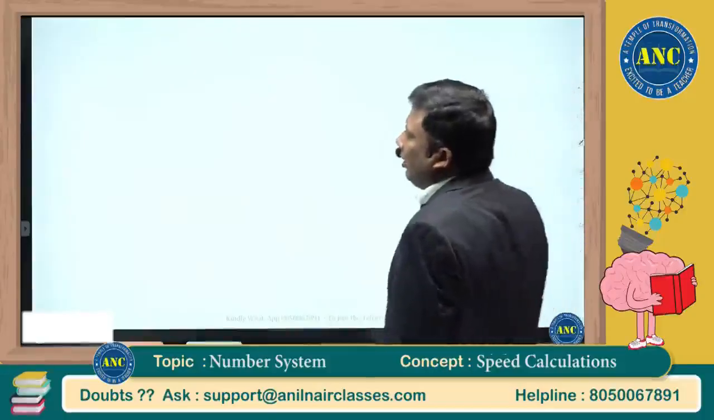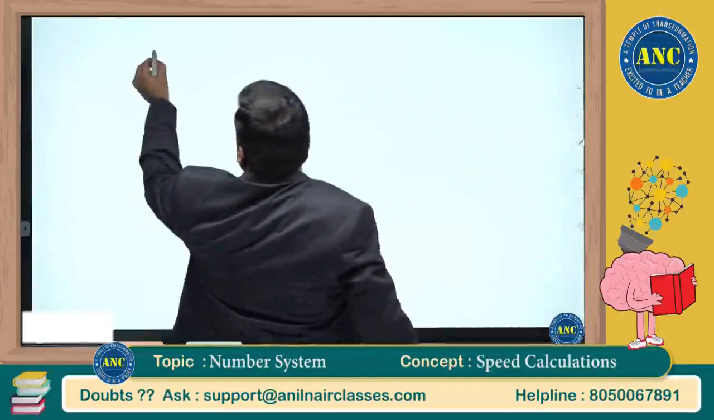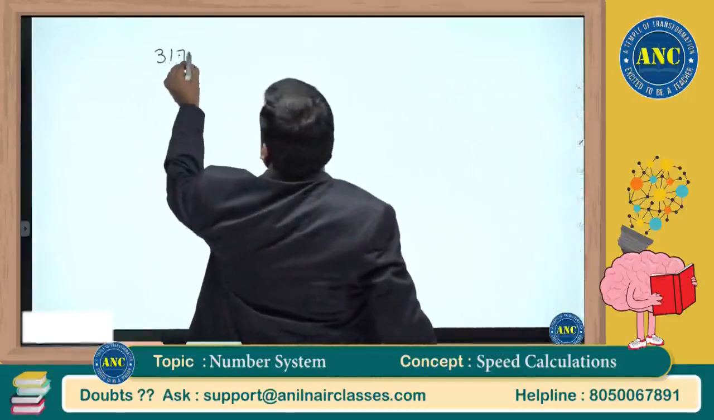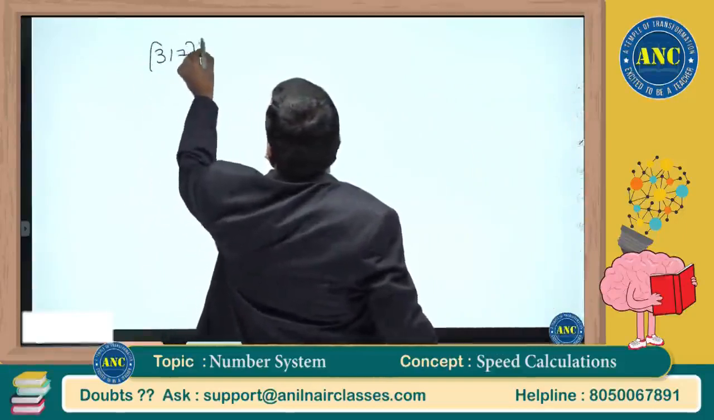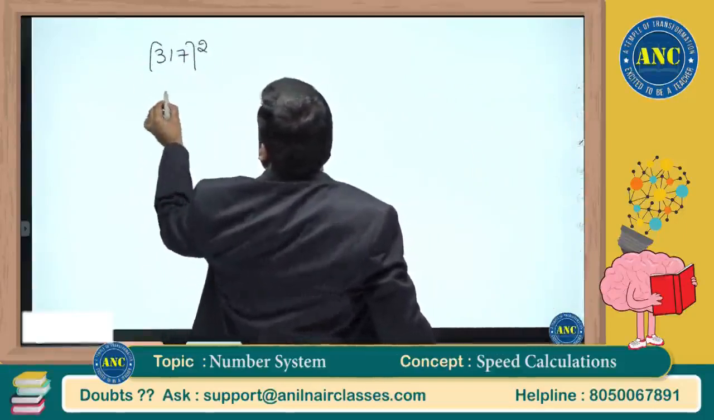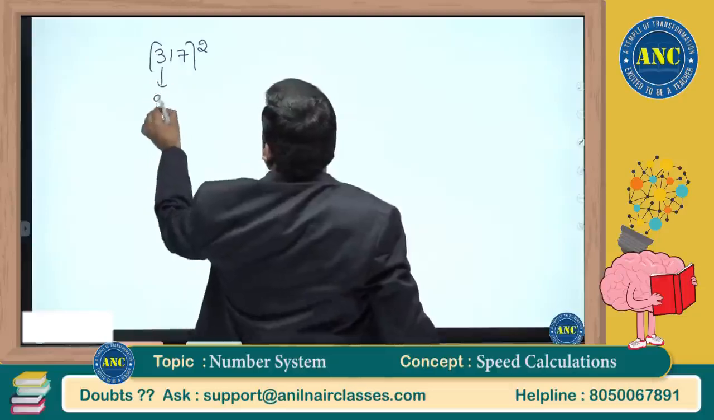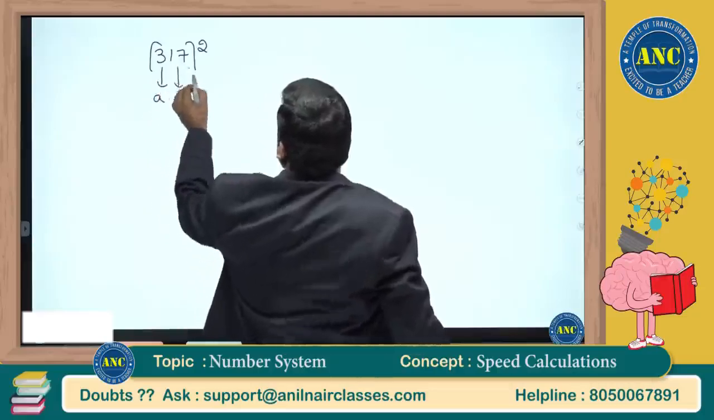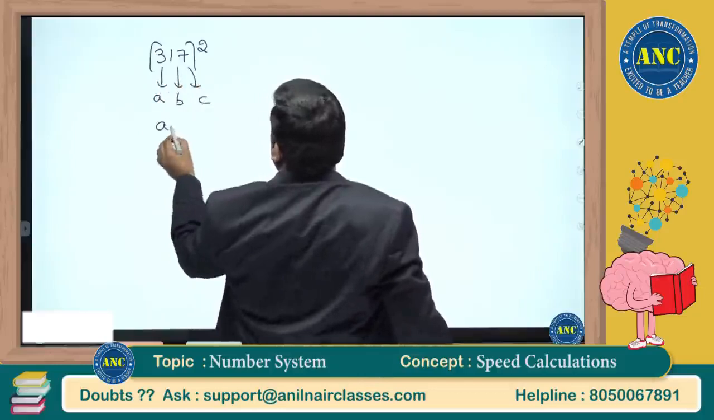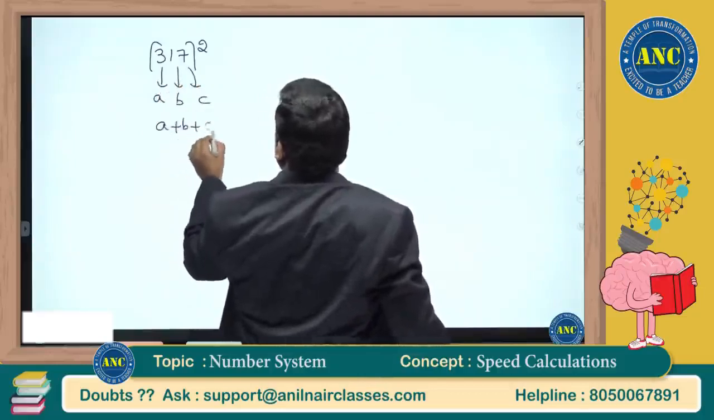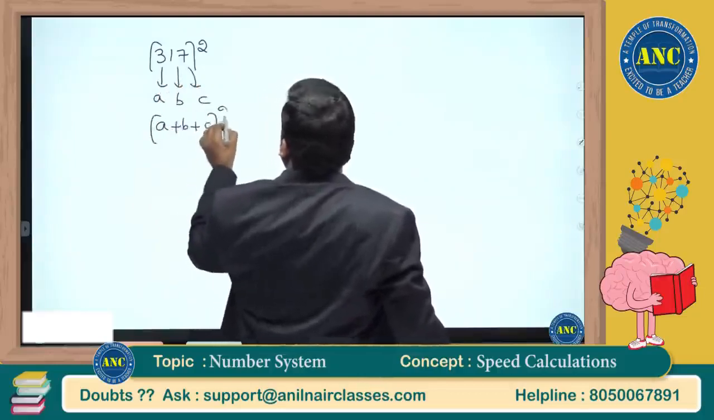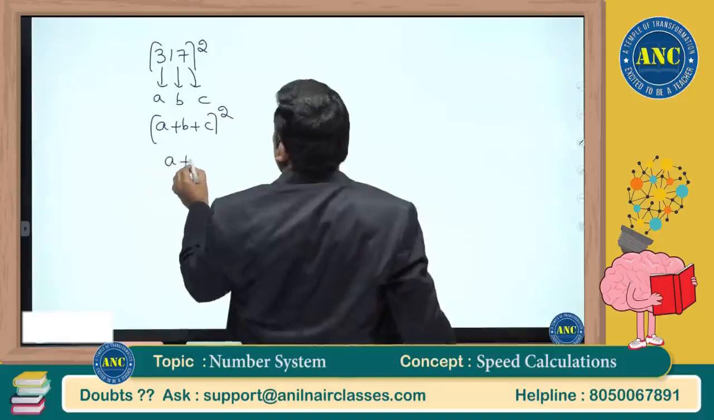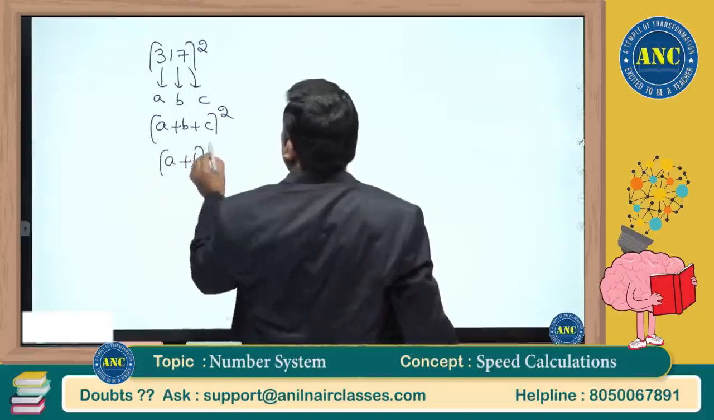2-digit number. Now see here. Suppose the question is 317 whole square. One way is, if it is A, B and C, I have to use (A plus B plus C) whole square. But Pascal gave the binomial expansion for (A plus B) power K.